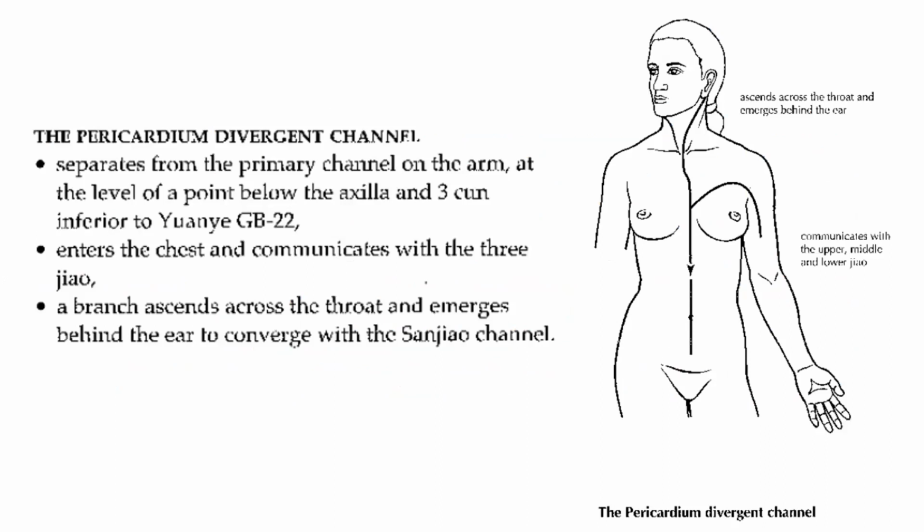The pericardium divergent channel separates from the primary channel on the arm at the level of a point below the axilla and 3 tune inferior to GB22, enters the chest and communicates with the 3 jiao. A branch ascends across the throat and emerges behind the ear to converge with the san jiao channel.